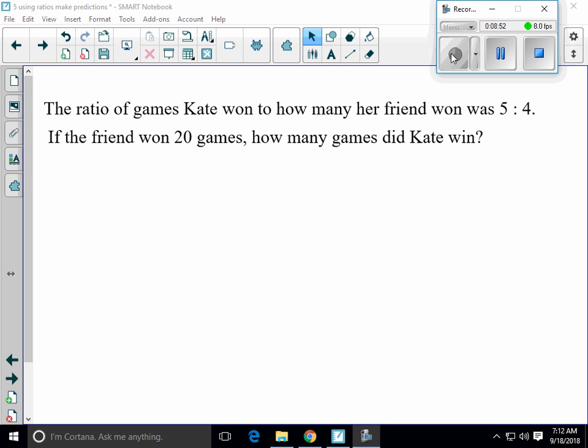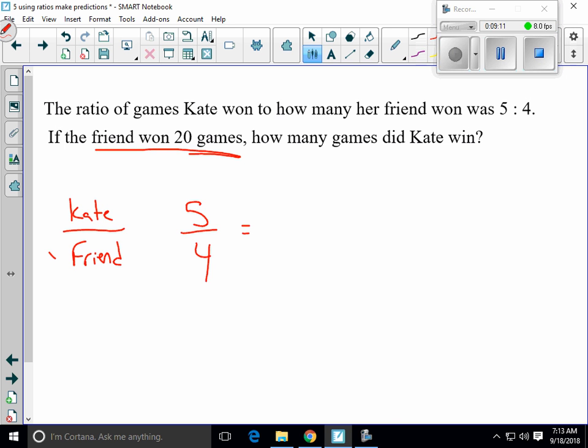And here's one similar question for you to try. The ratio of games Kate won to how many her friend won was 5 to 4. If the friend won 20 games, how many games did Kate win? Please try this one. Okay, so there's your original ratio, and then it says the friend won 20. The friend is your denominator, so 20 is going to go in the denominator. And to get an equivalent fraction, I'd have to multiply this first one by 5 over 5. So 5 times 5 is 25.